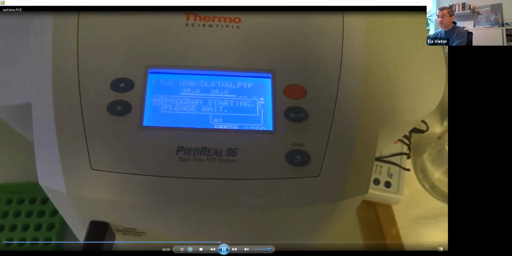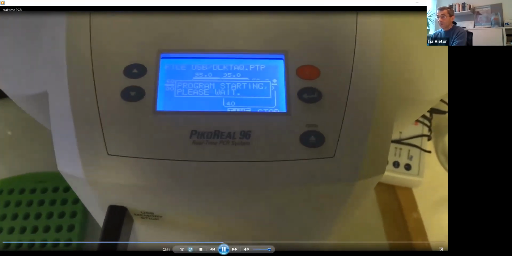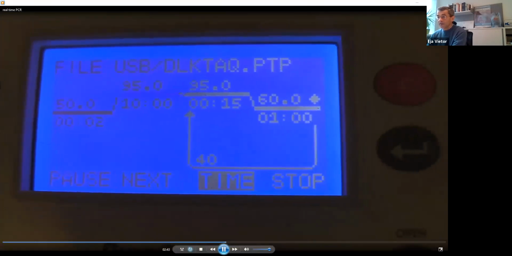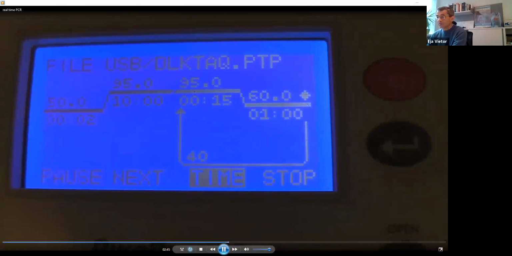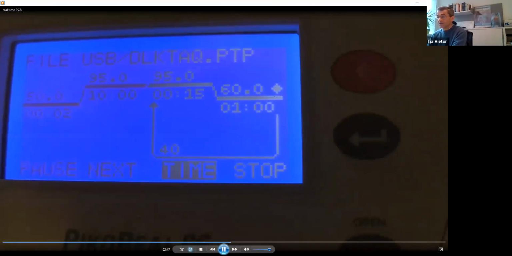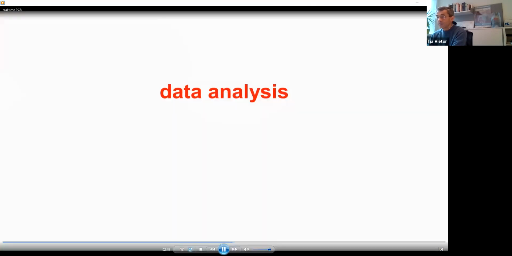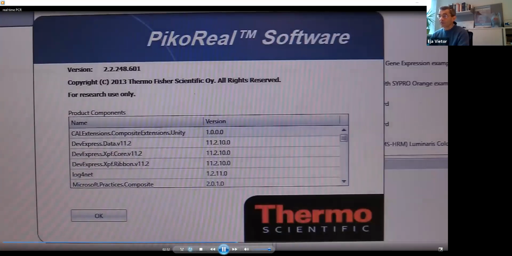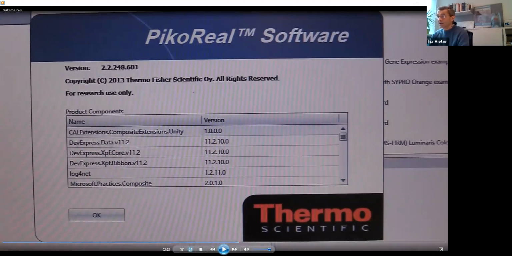The whole procedure is fairly fast, so it takes about 1 hour something to do the whole PCR reaction. And then comes the next step, which is the analysis of data. For that, we have to use the software for this instrument, which is shown here.